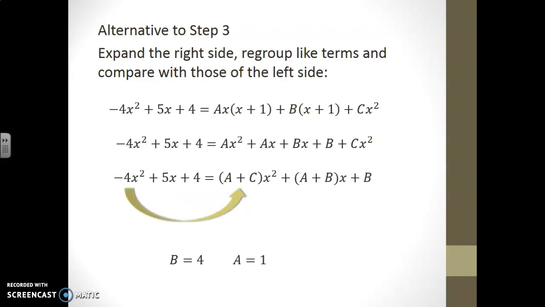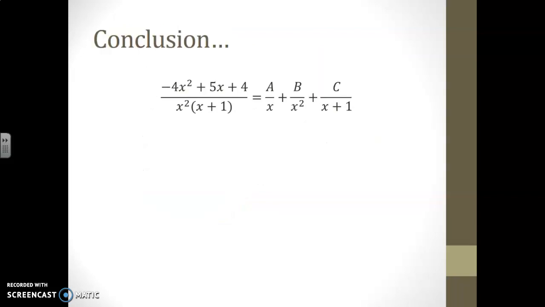Multiples of x squared on the left are minus 4. On the right, a plus c. So a plus c must equal minus 4. Because a is already known and equal to 1, then c must be minus 5. And once again, we have found values for a, b, and c that will make the decomposed form equal to the original proper rational function.